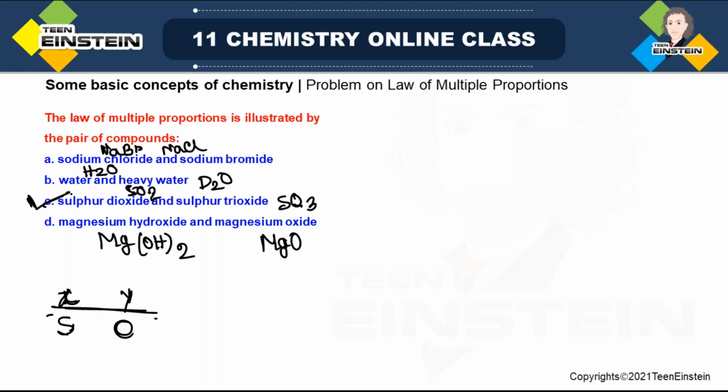Okay. And the last one, obviously it is not true, because in the first case magnesium, oxygen, hydrogen, a total of 3 elements together are making magnesium hydroxide, but in the second case only 2 elements are present. So here 3 elements, here only 2 elements. So this is not at all possible. So the third option is the correct option.